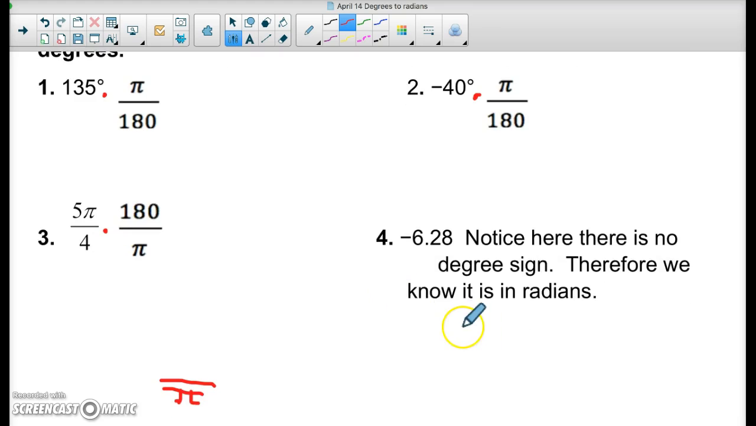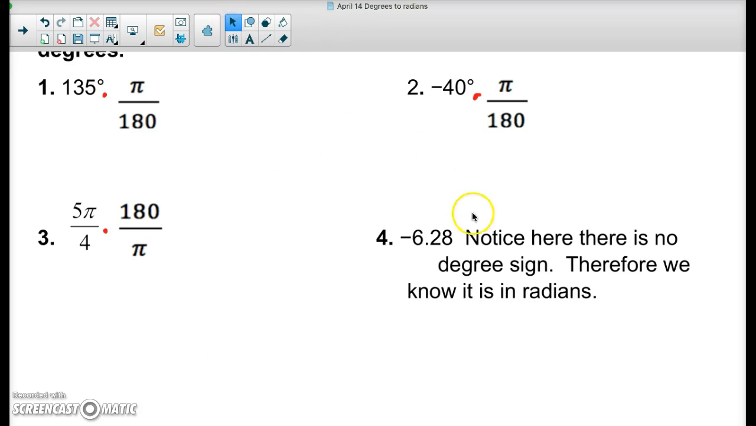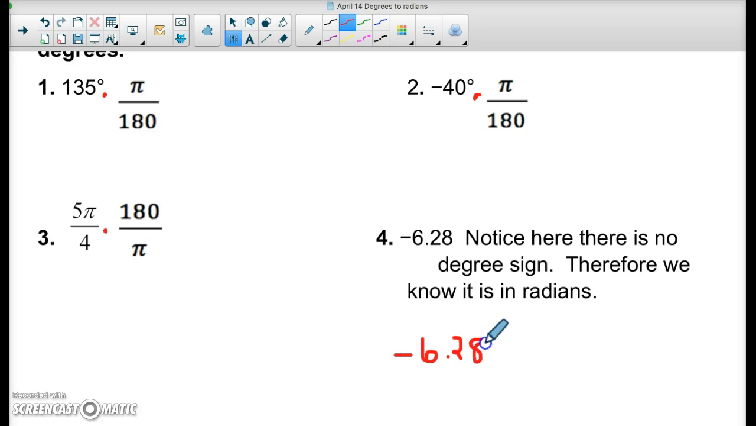This question over here is a little more confusing because there's no pi symbol. Radians don't have to have the pi symbol. Again, I noticed there's no degree sign, so I'm going to deduce that it is in radians. My premise is that if I don't see a degree sign and I know it's an angle measure, it must be radians. So I'm going to take this number and multiply it by 180 over pi. Now, in this problem the pi's don't cancel out, so this is going to be irrational. So I'm going to ask you to round your answer to the nearest whole degree.